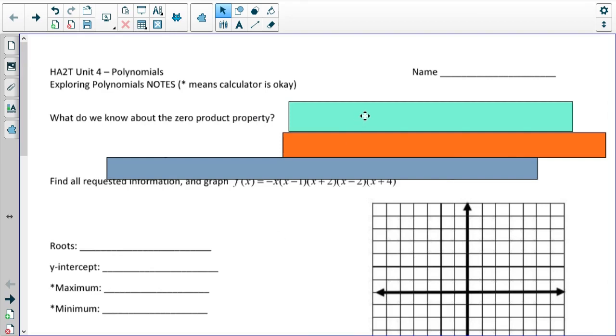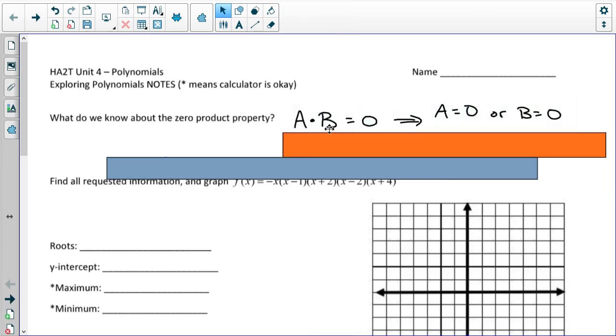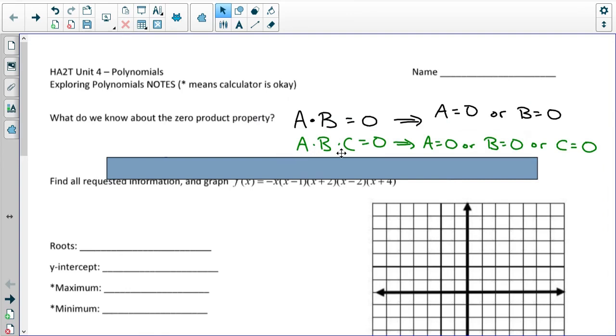We're going to start Unit 4 by exploring what polynomials do graphically and understanding some of the basics. First thing we have to do is make sure we remember the zero product property. We spent a lot of time last unit talking about it, but basically that means that if we have numbers that multiply together to equal 0, then one of those numbers has to equal 0.